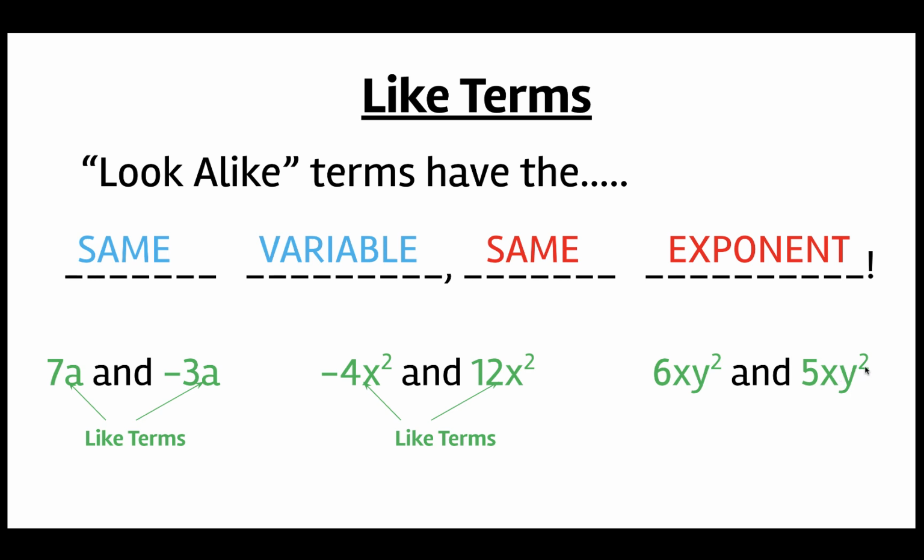Here I have a y squared. Here I have a y squared. Yes, they match the definition of a lookalike term. Altogether, 6xy squared can be combined with 5xy squared. They are lookalike terms. They have the same variables, the same exponents. Go ahead and write that in your notes.